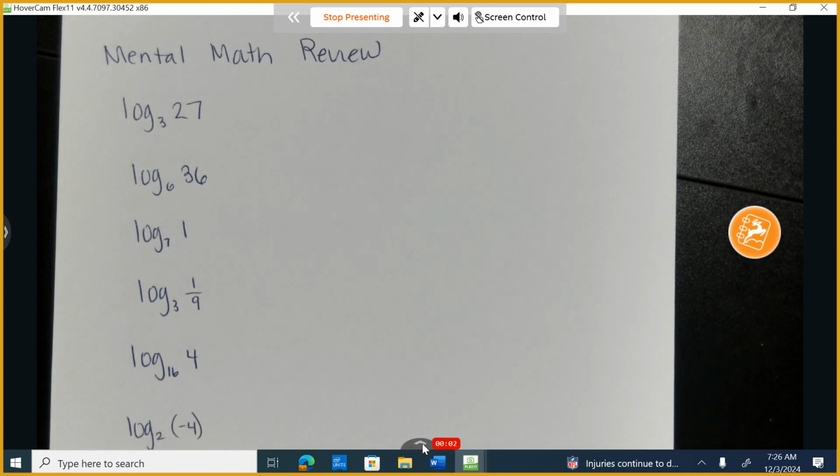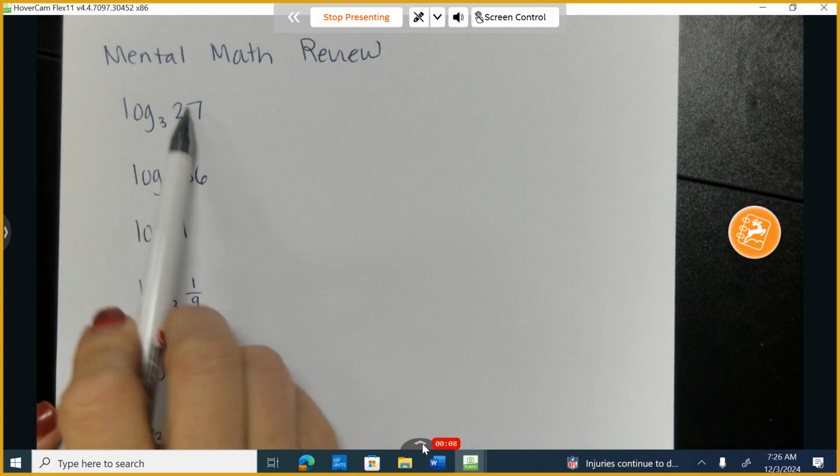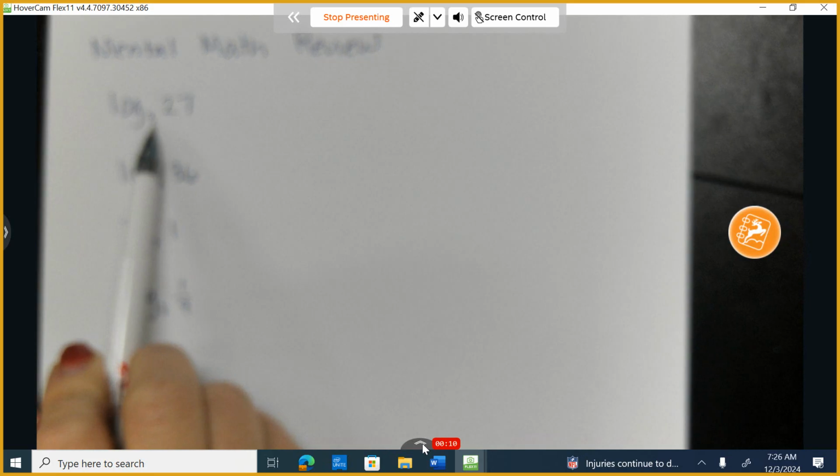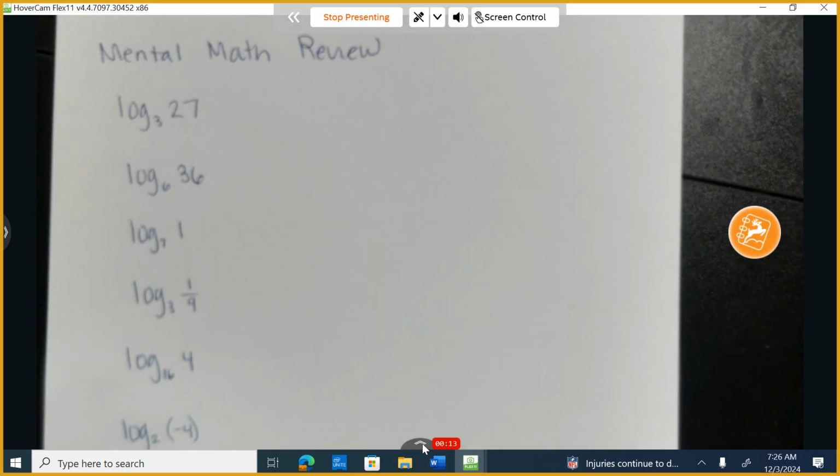So we're going to start with just some mental math, going back to Unit 7. How do we evaluate these expressions, and really what does this mean? So look at the very first one. When I evaluate this, it is log base 3 of 27. That's how we read this.